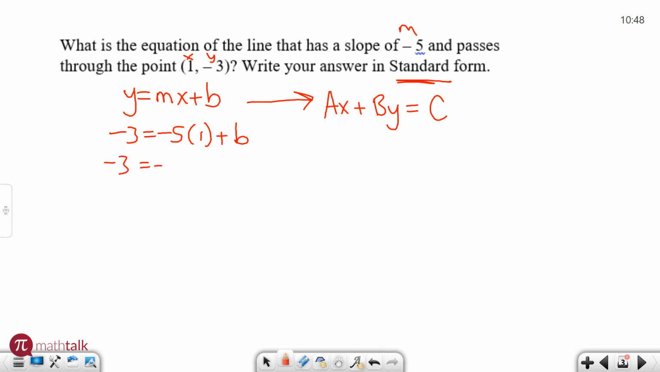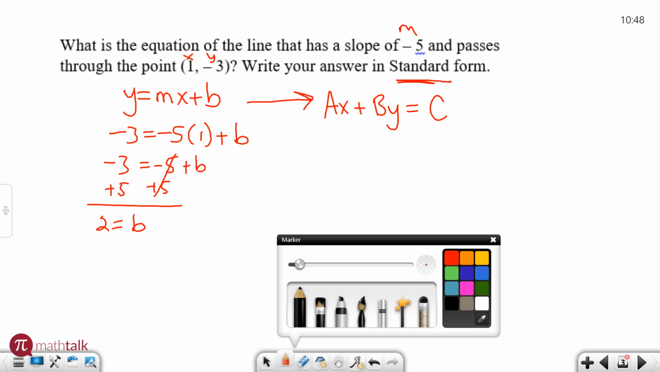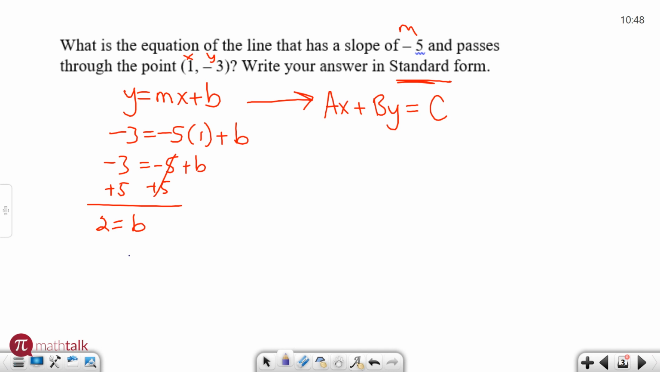Let's simplify it a little bit. So negative 3 equals negative 5 plus b. Let's add this 5 over to get b all by itself, and this is going to be 2. All right, so now I know my y equals mx plus b form. Let me choose a different color here. y equals negative 5x plus 2.